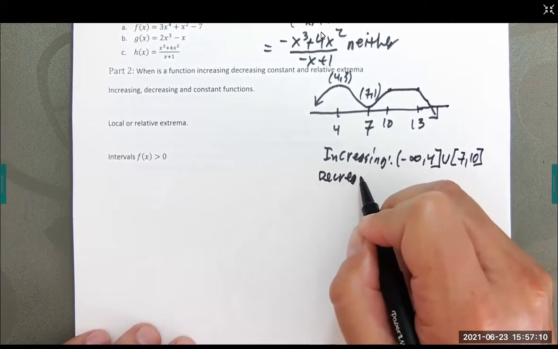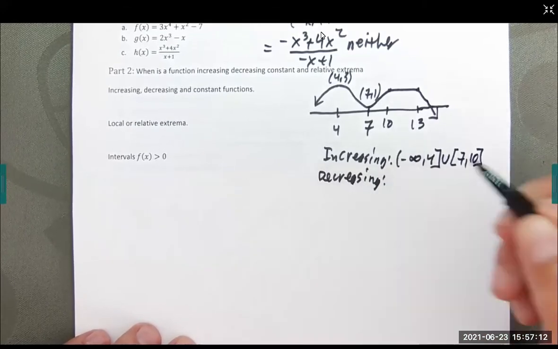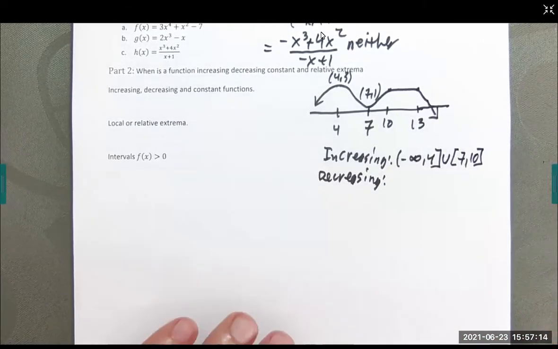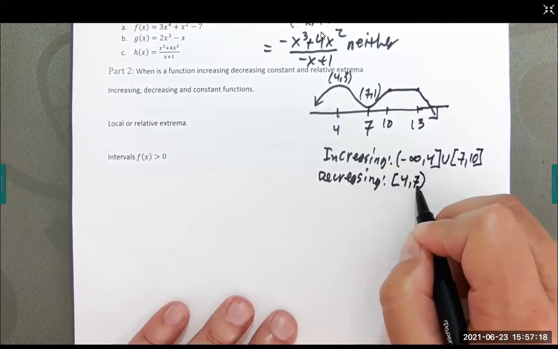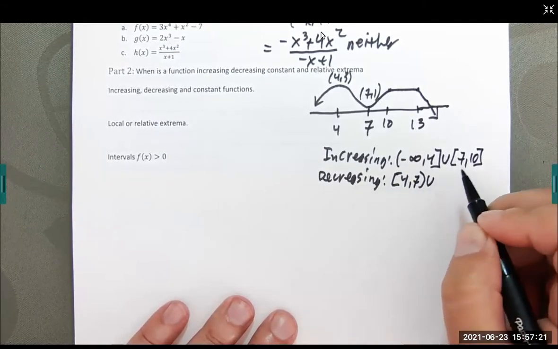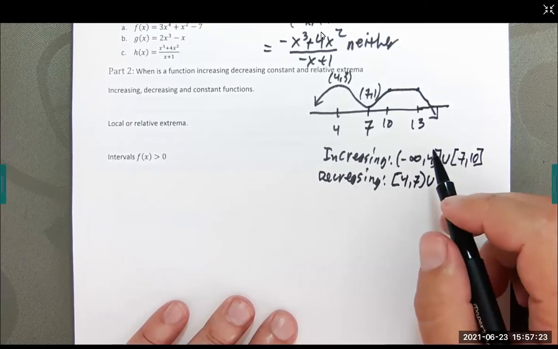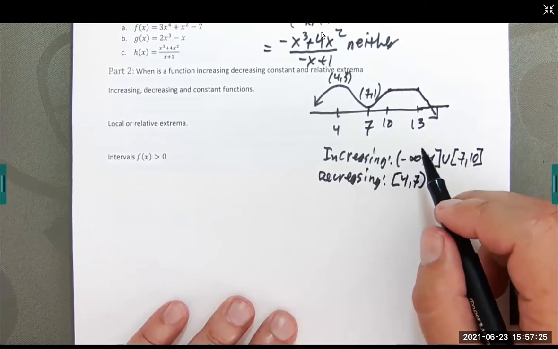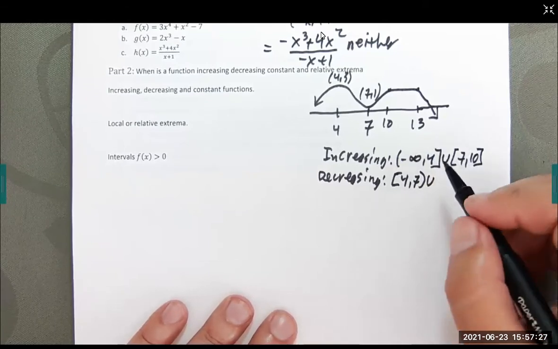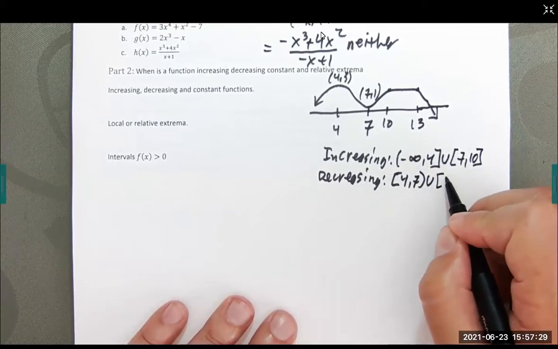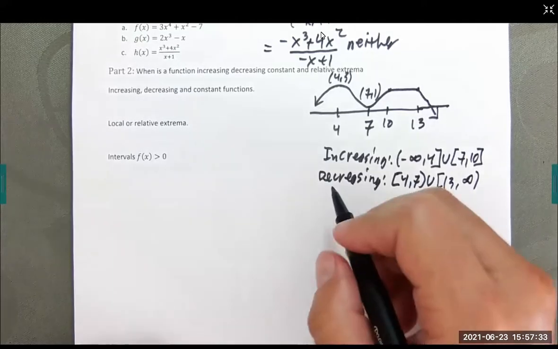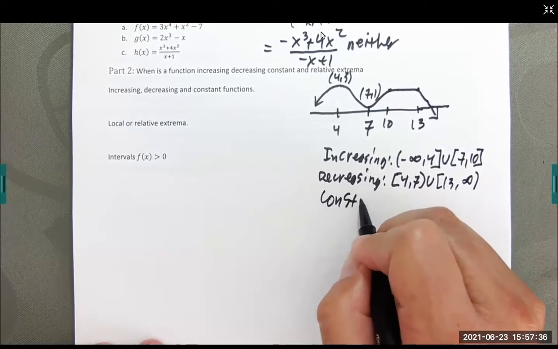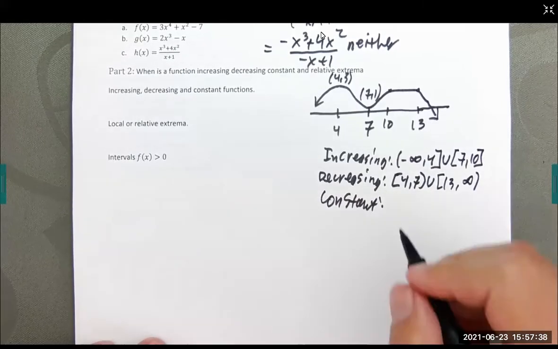Decreasing. It's decreasing from 4 to 7, it looks like. And then it decreases after 13, it looks like. 13 to infinity. There we go. It is constant from 10 to 13.